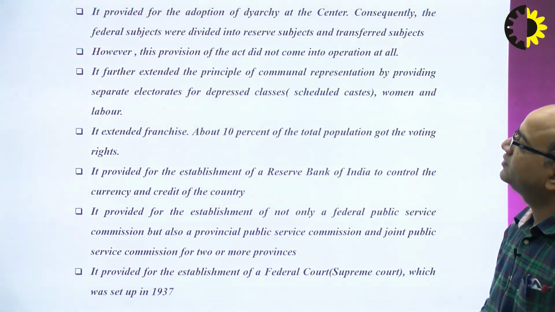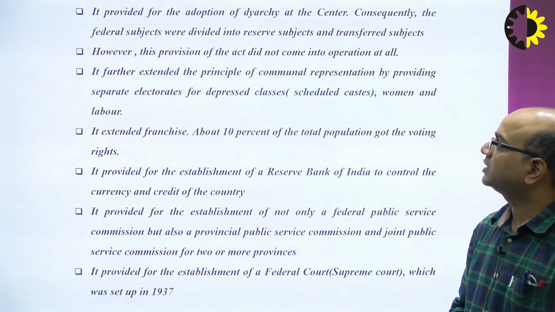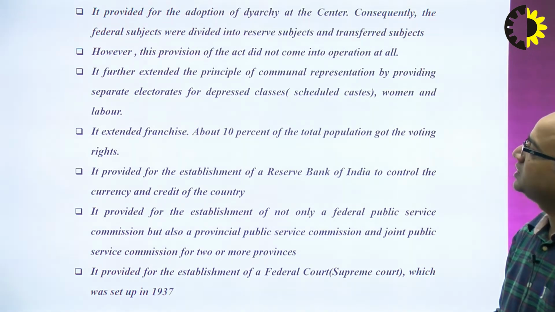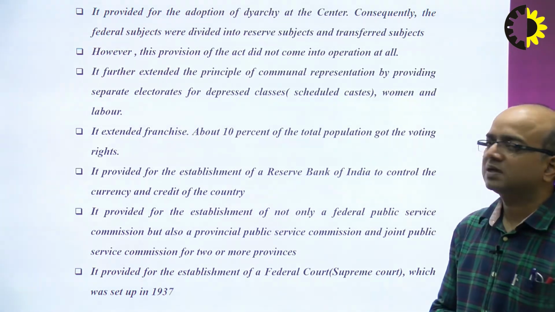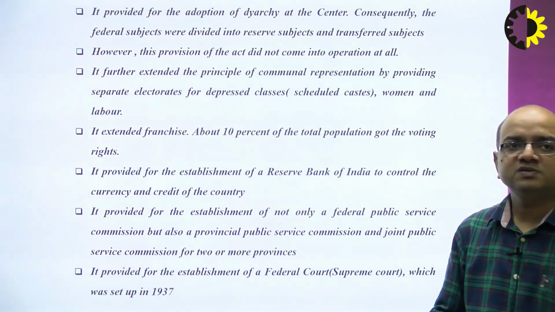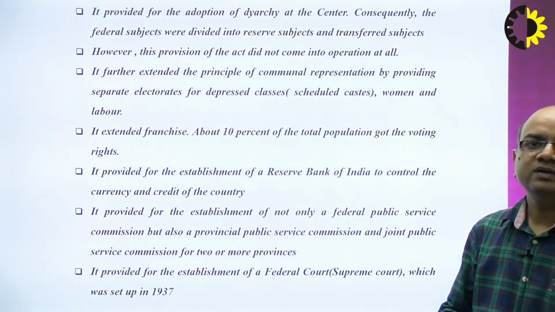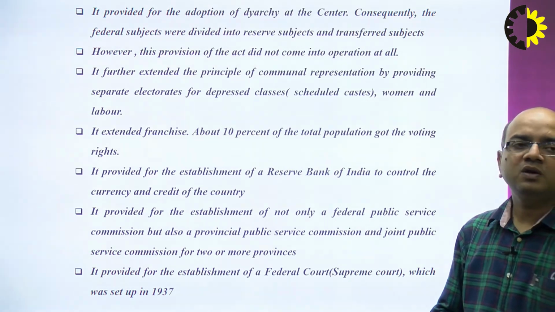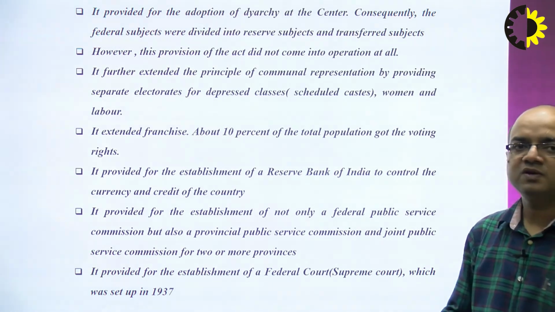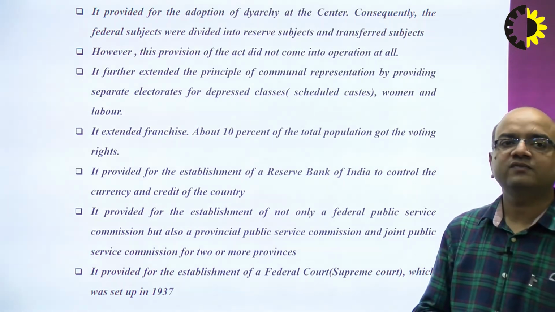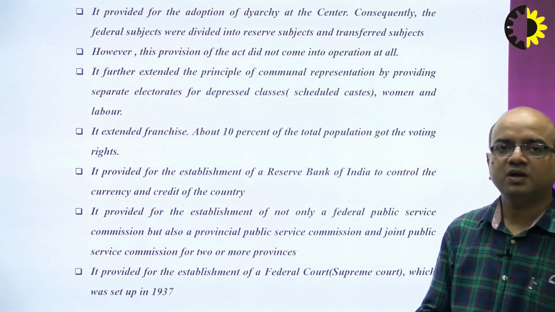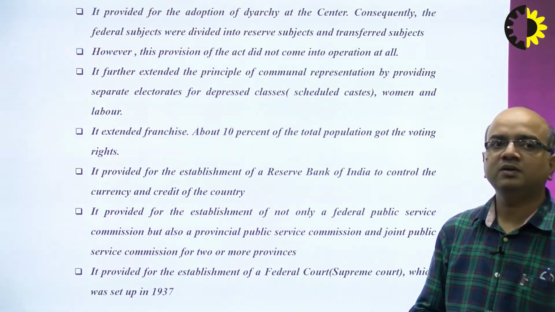Now it provided for the adoption of diarchy at the center, and consequently the federal subjects were divided into reserved subjects and transferred subjects. However, this provision of the act did not come into operation at all, and it further extended the principle of communal representation by providing separate electorates for depressed classes like scheduled castes, women and labor.